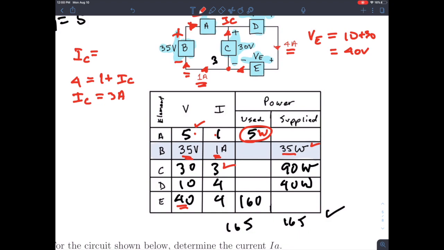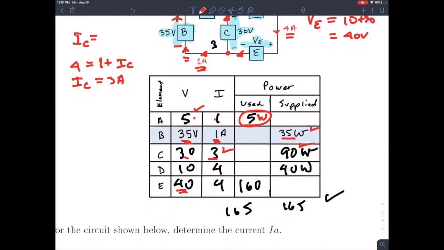Okay, so we go through the rest of these. For BC, I have the current moving up, all right? And so that's in the direction of a rise, so 30 times 3 is a positive number, it's 90 watts, and that would be supplied. Okay, so walking you through that, you fill out the tables, and then at the end, what I want you to do is check that when you sum the columns, I get 165 on the used side, and you sum the supply side, you get 165. These should check out according to the conservation of energy and power. Okay, so that's that problem.